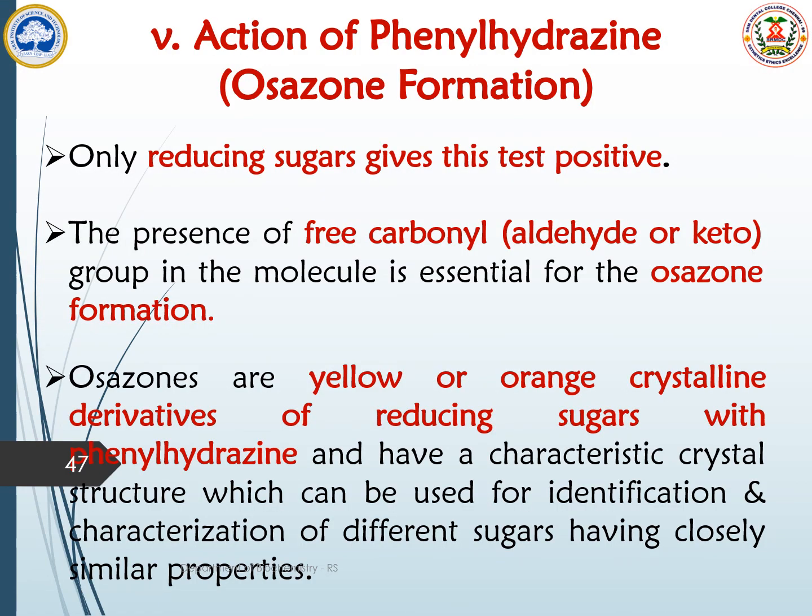The monosaccharides can react with phenylhydrazine to form osazone. All the reducing monosaccharides give a positive result to this test because the reducing monosaccharides will have a free functional group, that is aldehyde or keto functional group, which reacts with the phenylhydrazine reagent to form osazone. The osazones are yellow or orange crystalline derivatives which are formed when treated with phenylhydrazine. Each sugar will give characteristic crystal structures which can be used for the identification and characterization of different sugars.